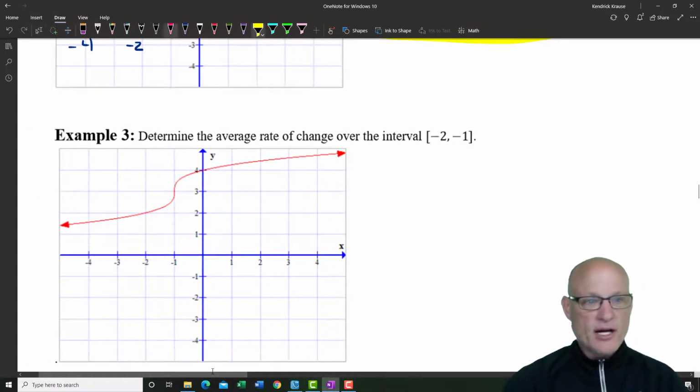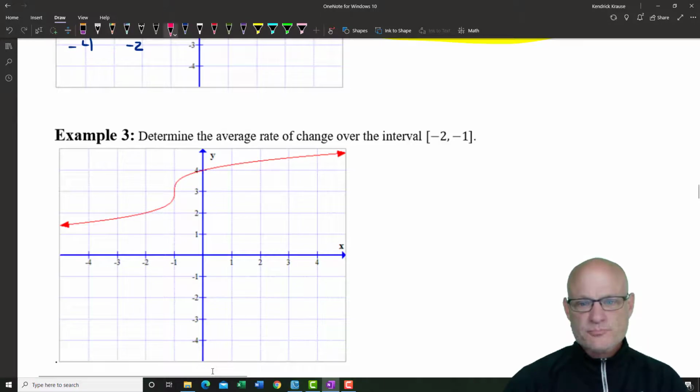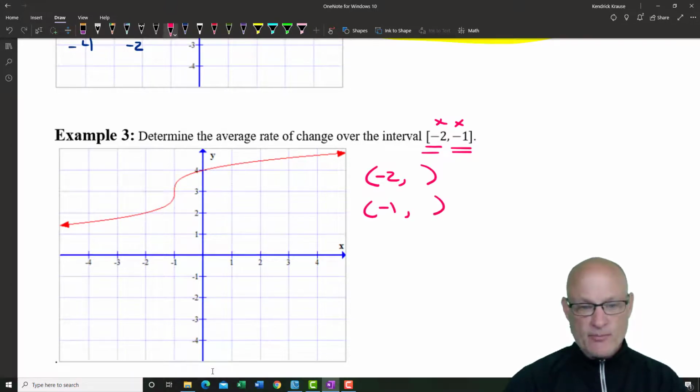That wasn't good. All right, so here's what we got. From negative 2 to negative 1. These are my x values. So I need to know what is the point at negative 2 comma something and negative 1 comma something. So I'm going to go to negative 2 comma, there it is. So that's negative 2, 2. And then I go to negative 1, 1. And I'll find the slope.